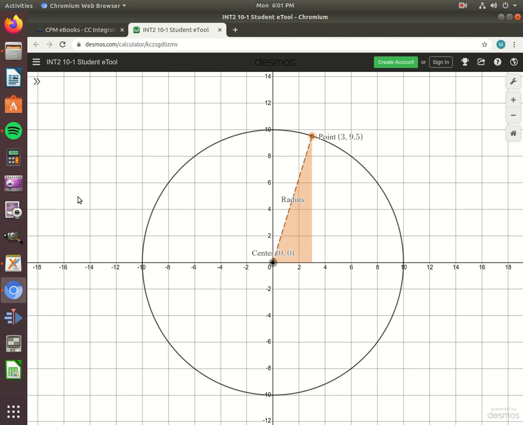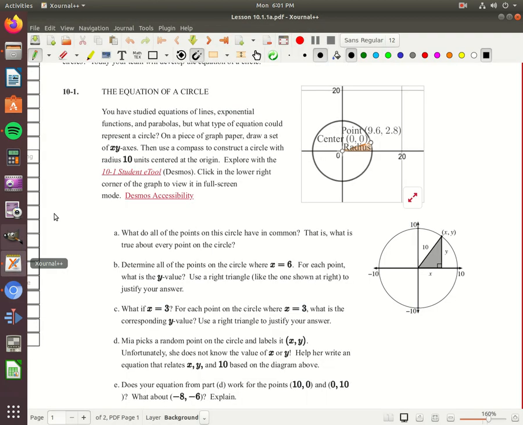I went ahead and popped that e-tool up. You can see in this example, I do have a radius of 10. The center's at the origin with a radius of 10. So that's essentially what it asked me to do. Obviously, I did not use a compass to do it.